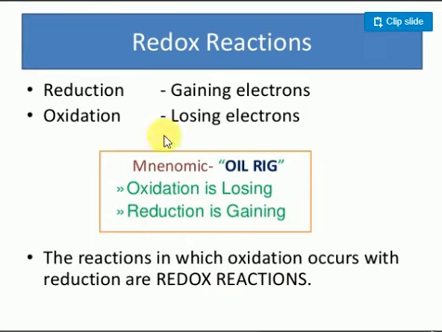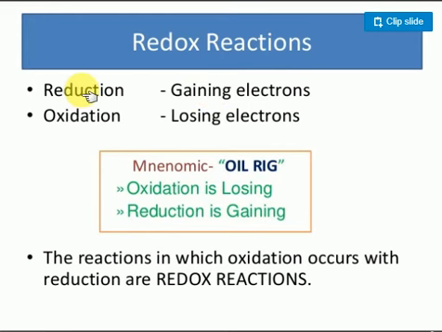So first of all, you know very well, electrochemistry is nothing but a branch of science which deals with spontaneous redox reactions only. For these spontaneous redox reactions, we have to remember some basic terminologies, that is reduction and oxidation. Remember, reduction is nothing but gaining of electrons. Oxidation is nothing but loss of electrons only.